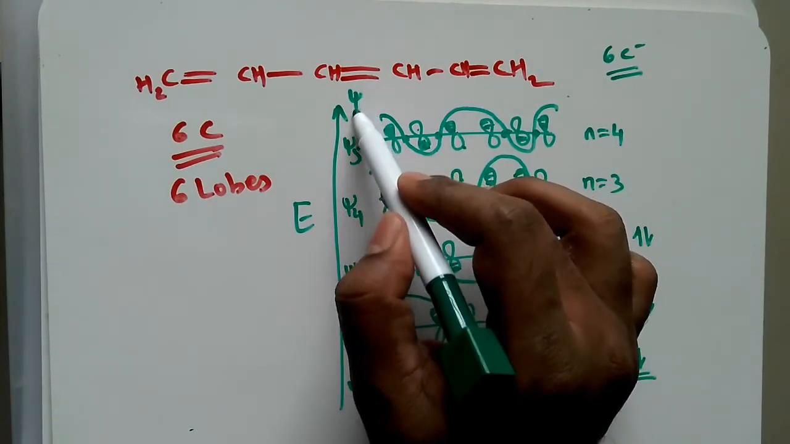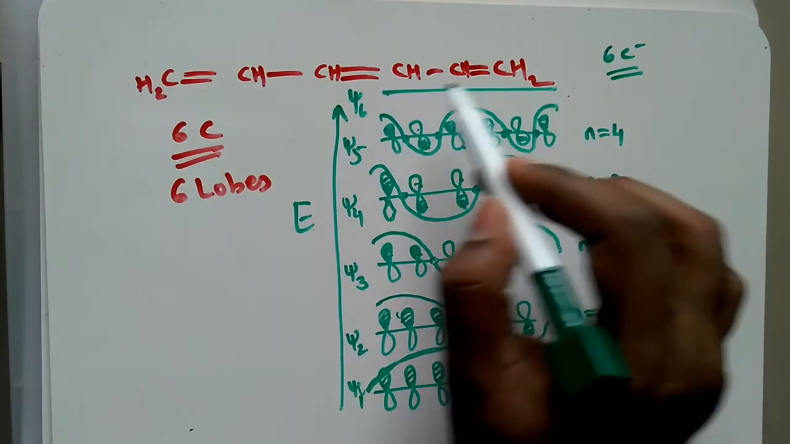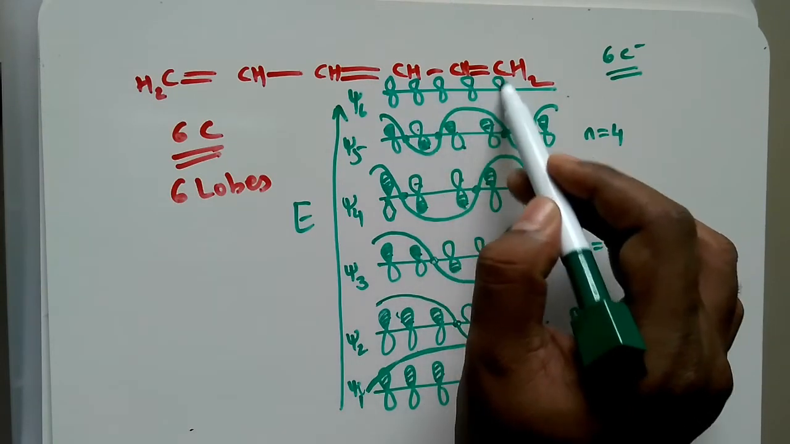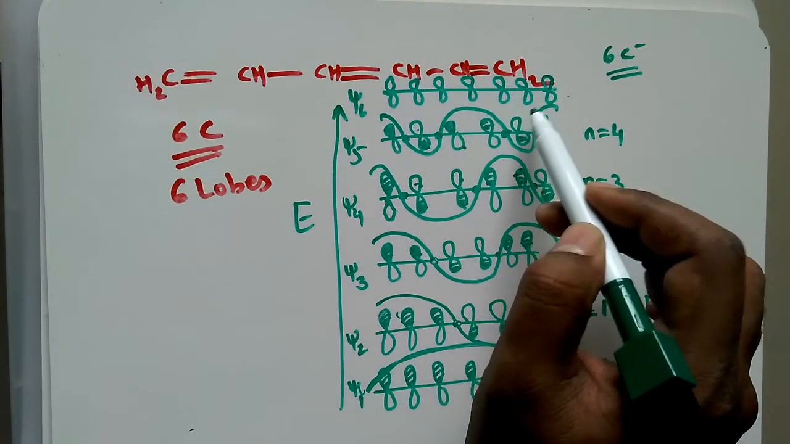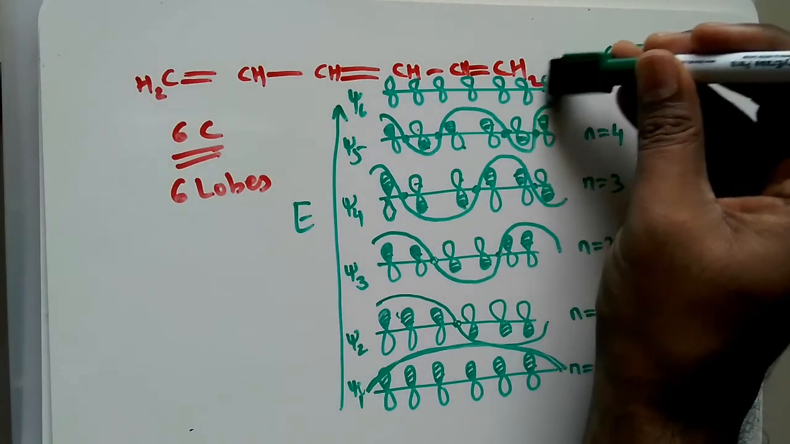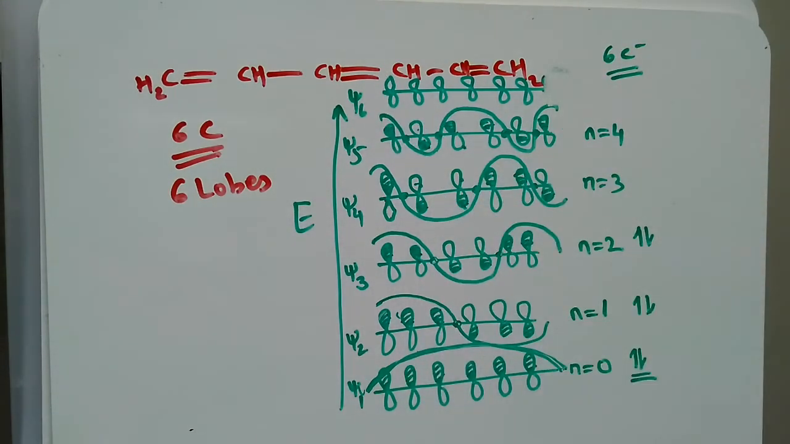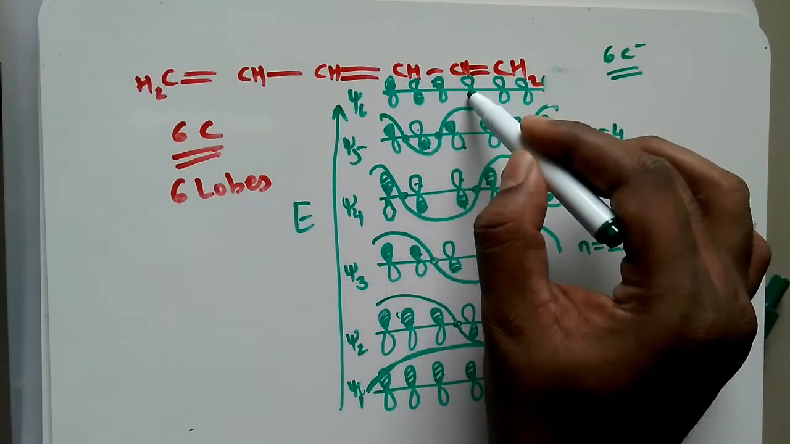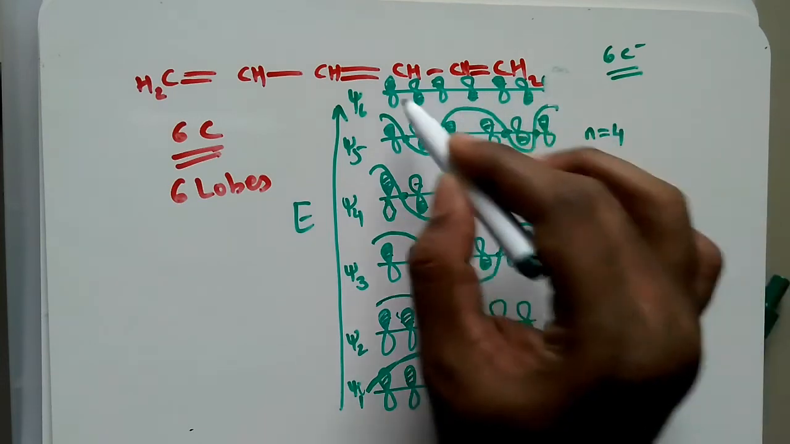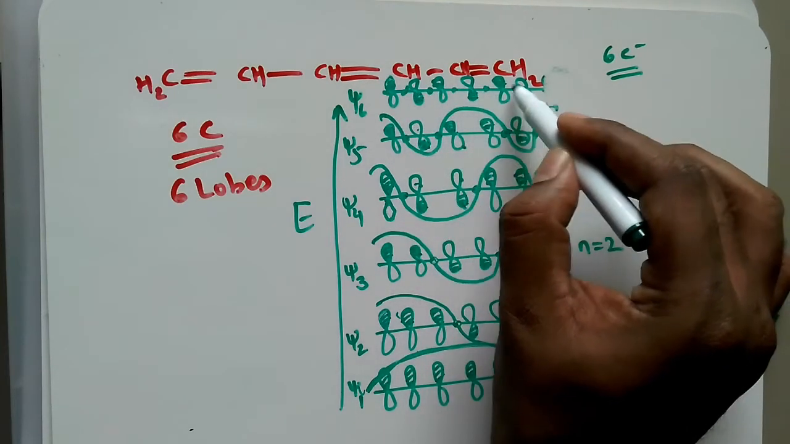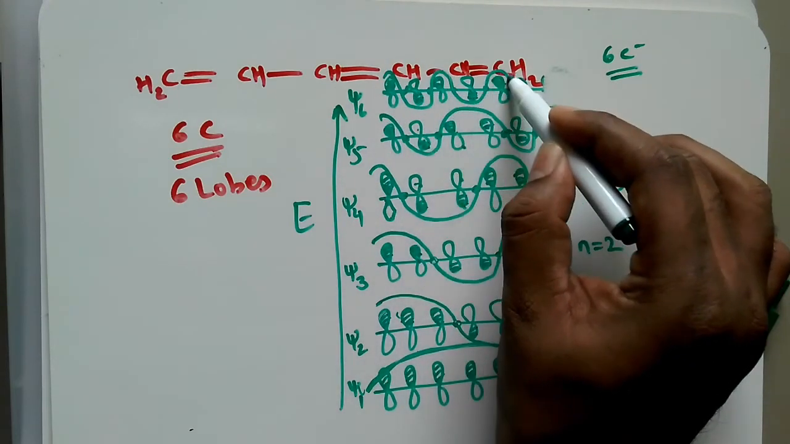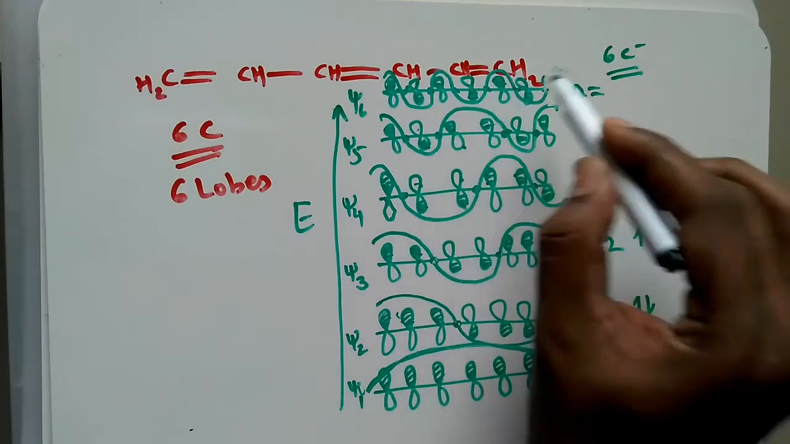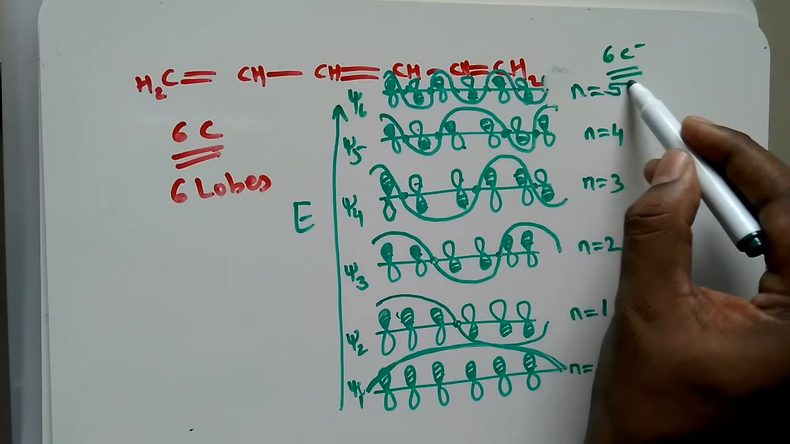Psi6 is highly unsymmetrical. It will be this side, this side, this side. All the phases are different, with a node at every place, and the wave will be like this. So n equals 1, 2, 3, 4, 5, so it will be 5 nodes.